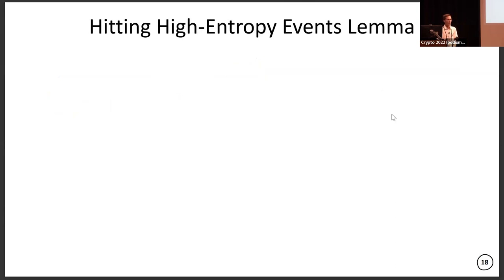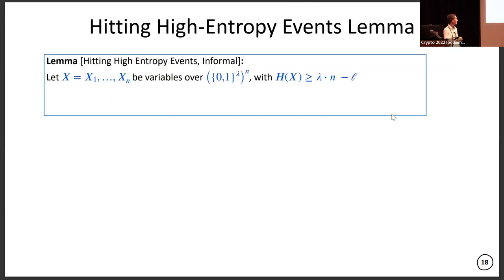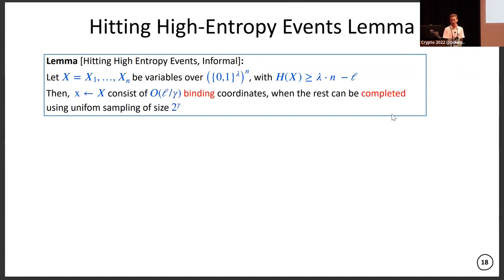is small, but as long as J is small, it is slightly larger than the soundness error epsilon. And here there's a lemma that states exactly that. Let X be a series of random variables with n coordinates over lambda-bit strings to the power of n, which has high entropy. Almost, they're missing L bits to have full entropy. Then a sample consists of about O of L divided by gamma binding coordinates, one that you have to fix, and the other can be completed in form something.